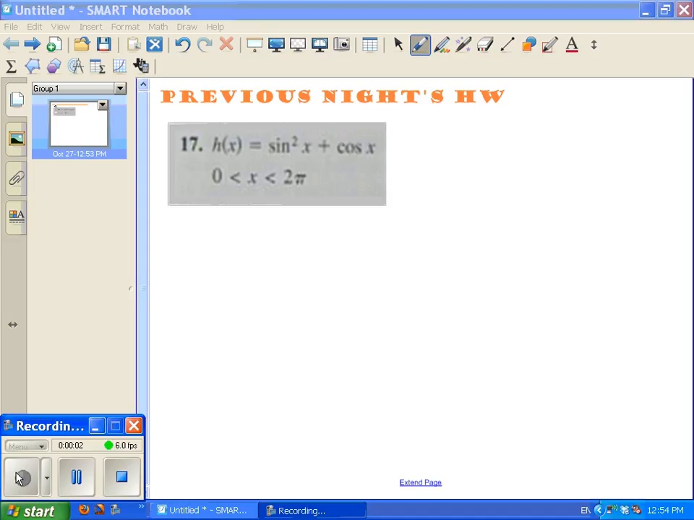First one. So we are supposed to find any critical numbers of this function.